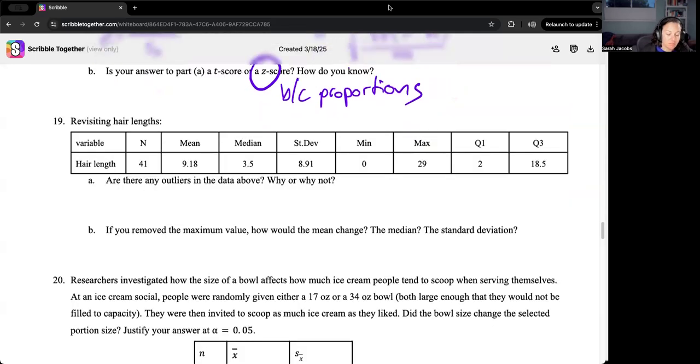19. Revisiting hair lengths. Are there any outliers in the data above? Why or why not? Well, we checked for outliers using the Q3 plus 1.5 times IQR and the Q1 minus 1.5 times IQR. So let's test it the other way, which is mean plus or minus 2 standard deviations.